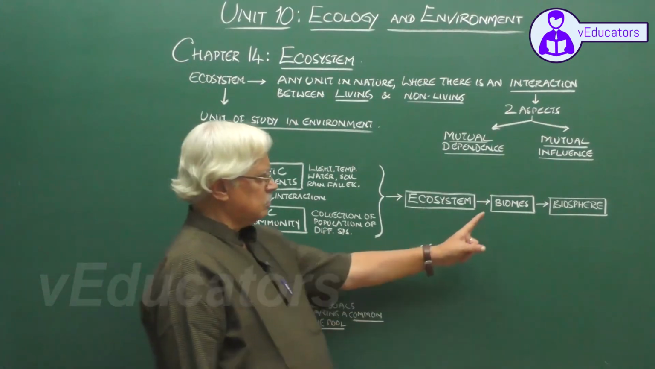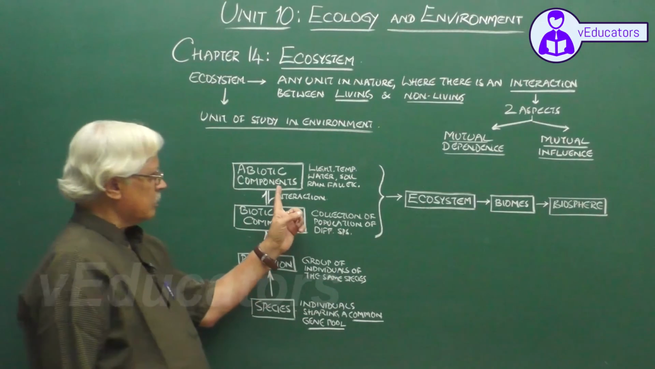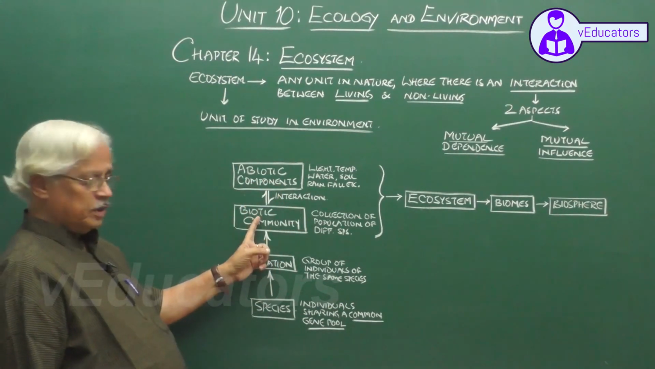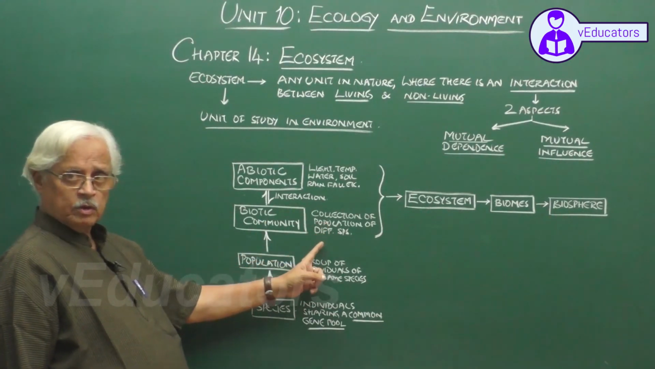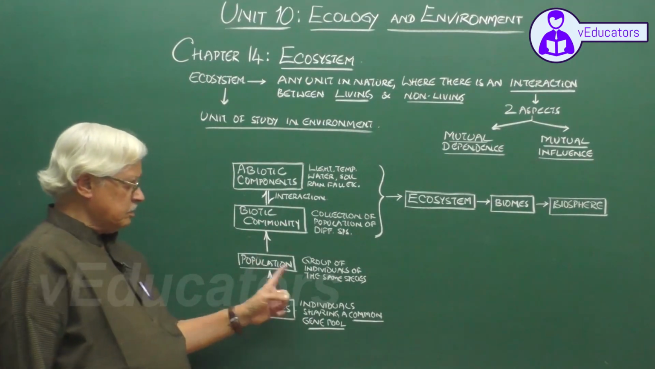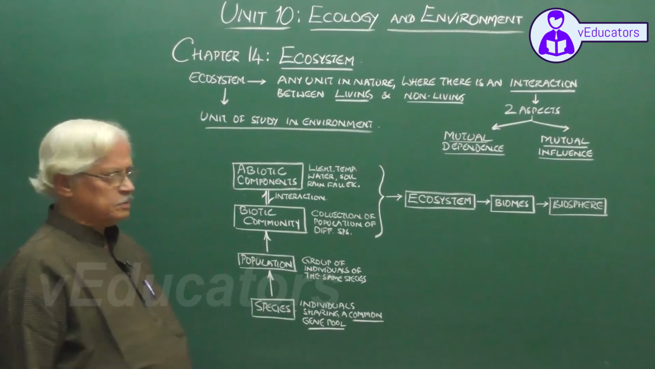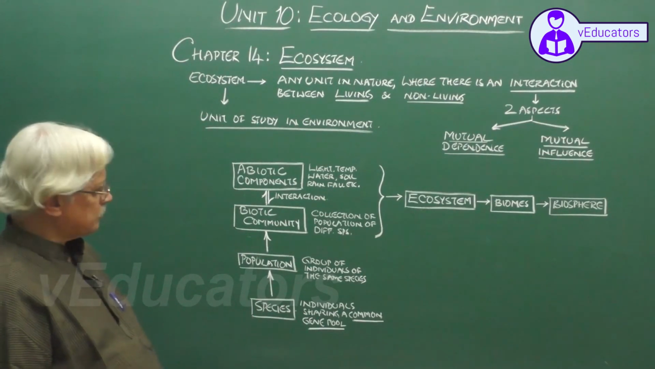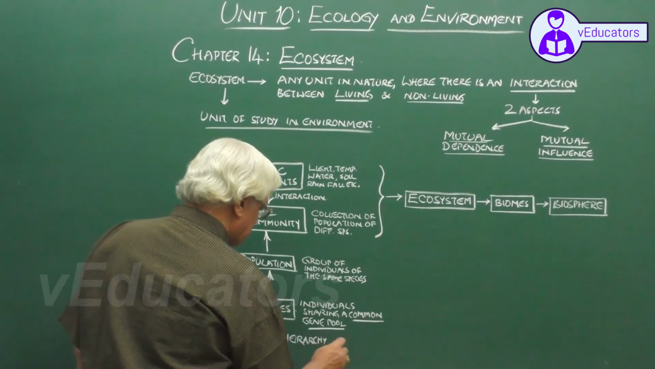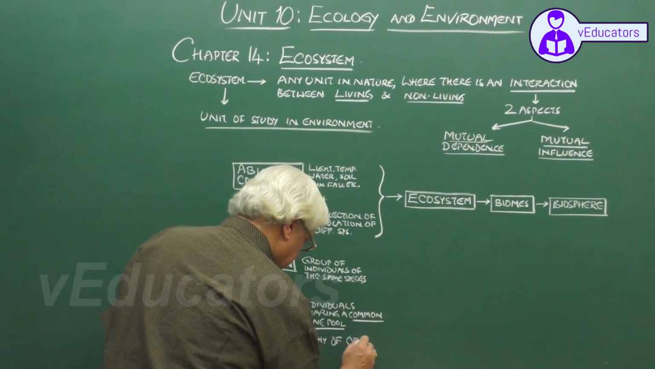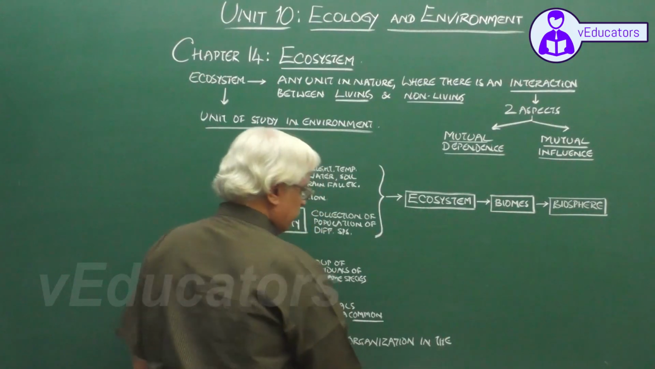So biosphere consists of varieties of biomes. Biomes contain smaller and larger ecosystems. Each ecosystem has an interaction between living and non-living components. The living components form biotic community. Each biotic community has a collection of populations belonging to different species. Each population refers to a group of individuals belonging to the same species, and in each population you have individuals belonging to one particular species. So this is the hierarchy of organization in the environment.